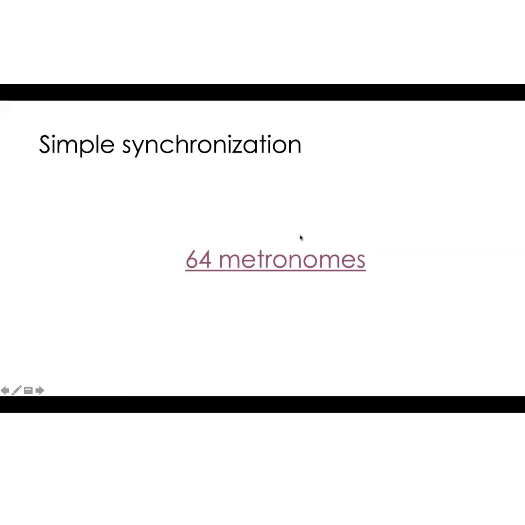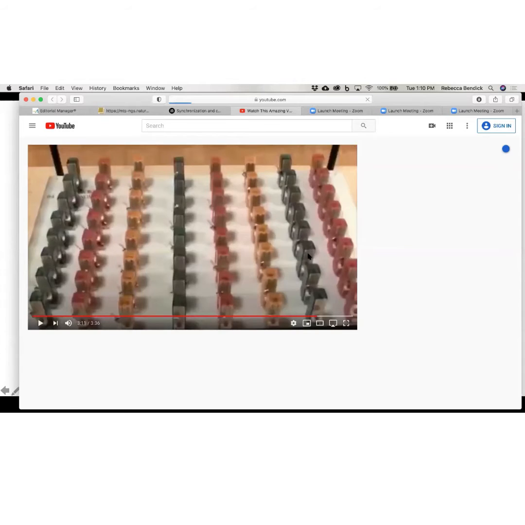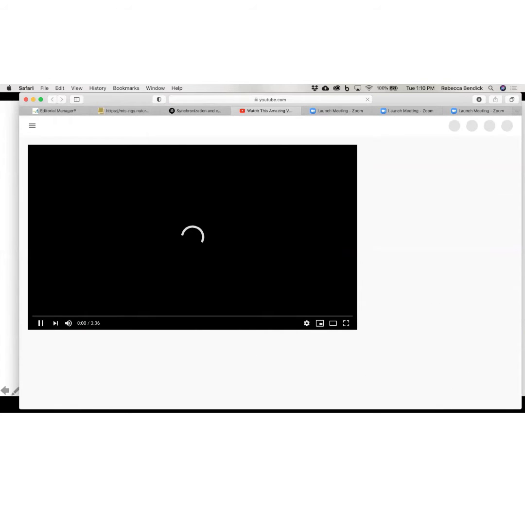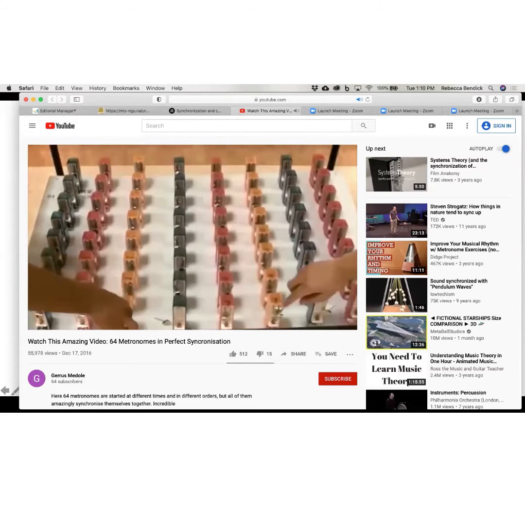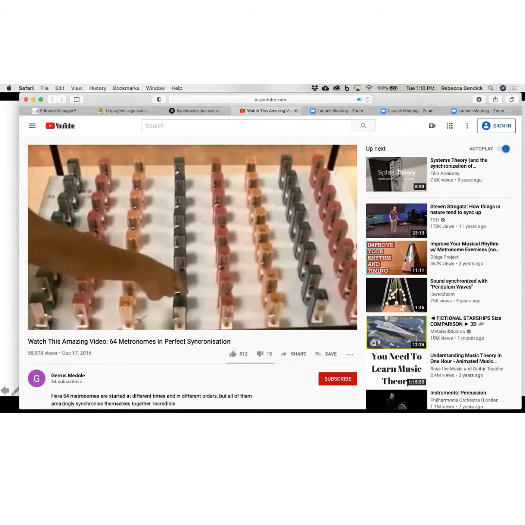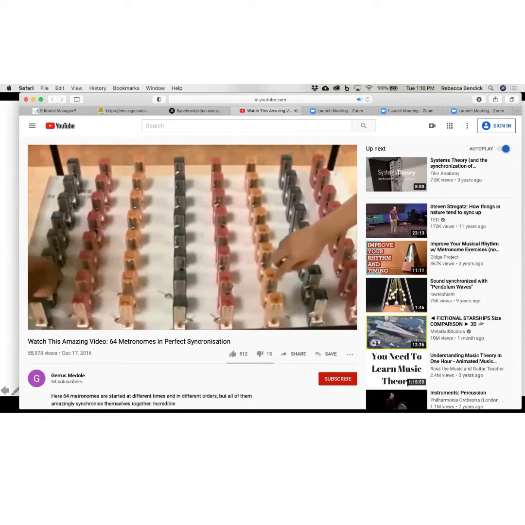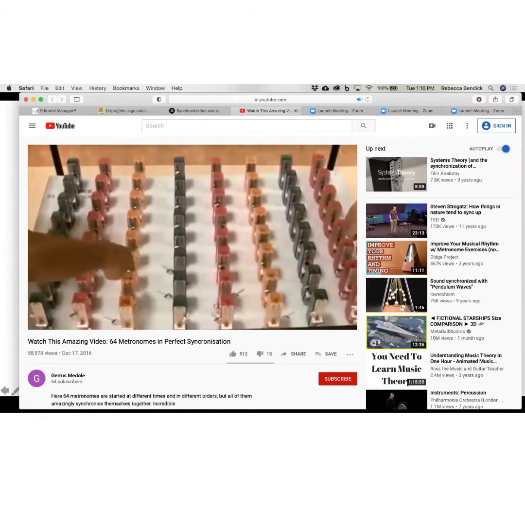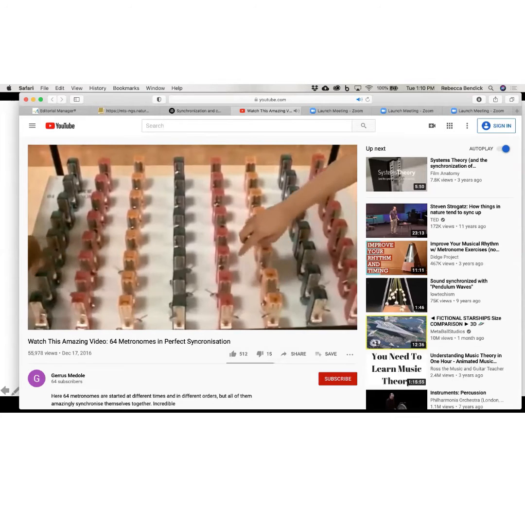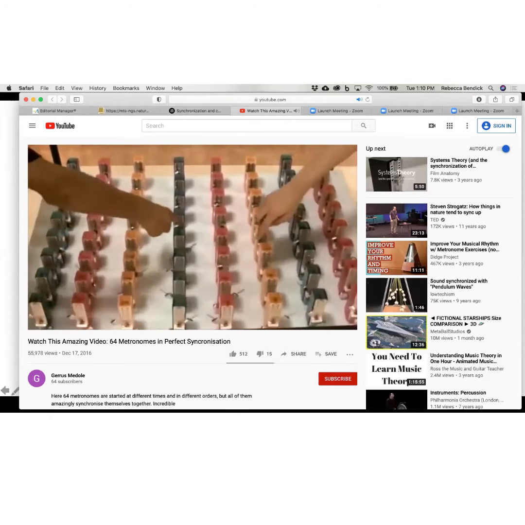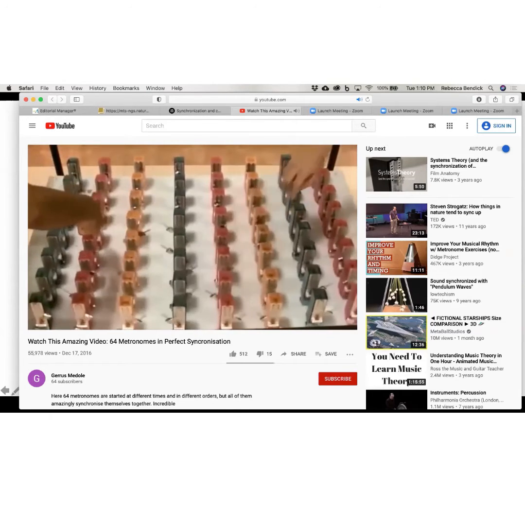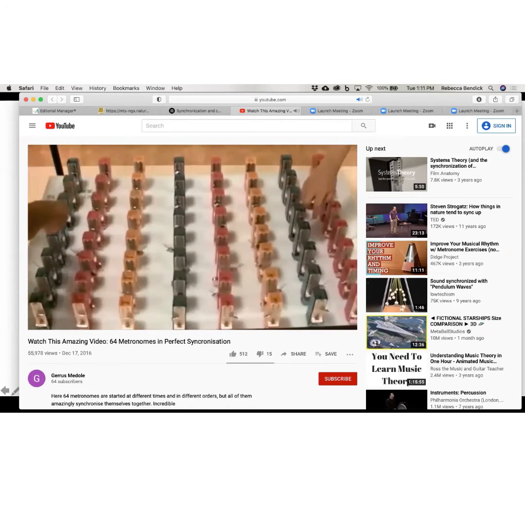There we go. So let's start with just the basic idea of what synchronization is in the first place. Hopefully you can see this short YouTube video. This is 64 metronomes, and synchronization is a really fundamental property of oscillatory natural systems that basically argues for the phase alignment of repeating objects over many cycles. So this is a classic demonstration of synchronization.